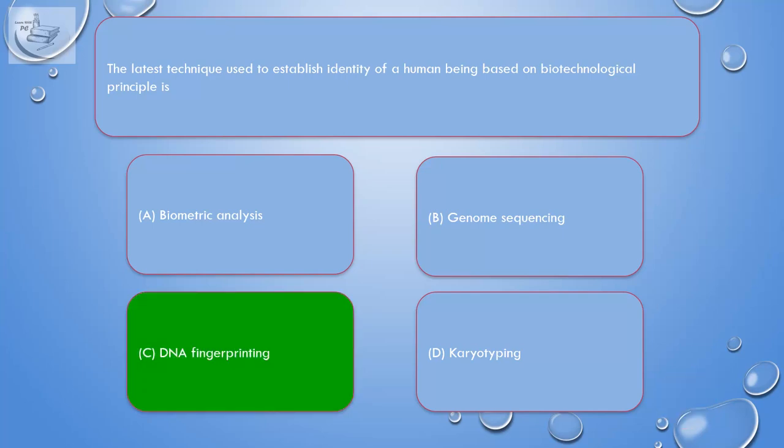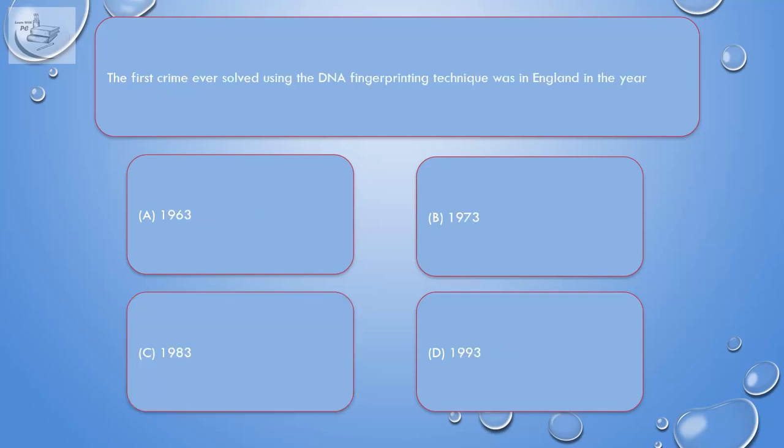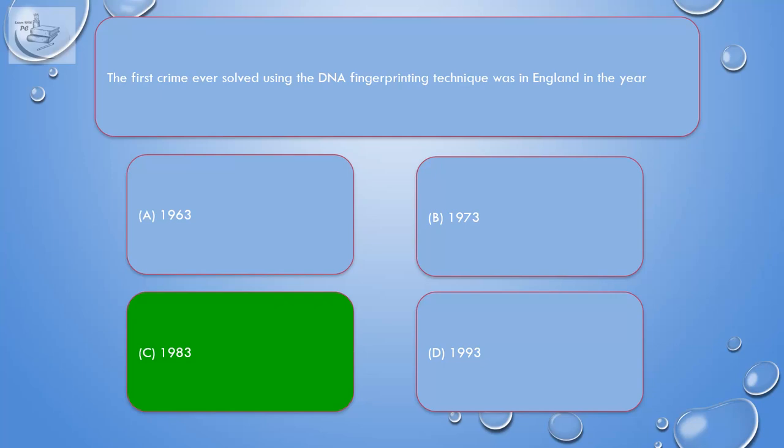Correct answer is C. DNA fingerprinting. Question: The first crime ever solved using the DNA fingerprinting technique was in England in the year A. 1963, B. 1973, C. 1983, D. 1993. Correct answer is C.